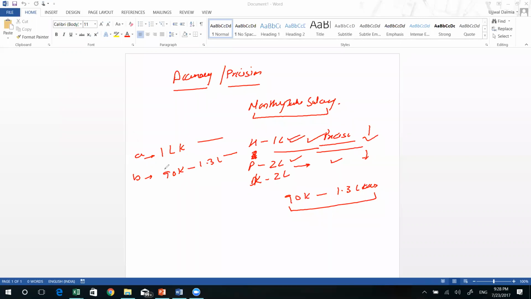Guys, I think Ashima is right. Precision is high in A. 1 lakh is a more precise answer as compared to 90K to 1.3. Here you're talking about a range. Here you're talking about an absolute value. So whenever you talk about an absolute value, you will have a high precision, whereas when you're talking about a range, your precision is low. But the accuracy will be higher over here, because you're giving a range of values, there is a higher probability for you to be accurate as compared to this. Guys, is this making sense?